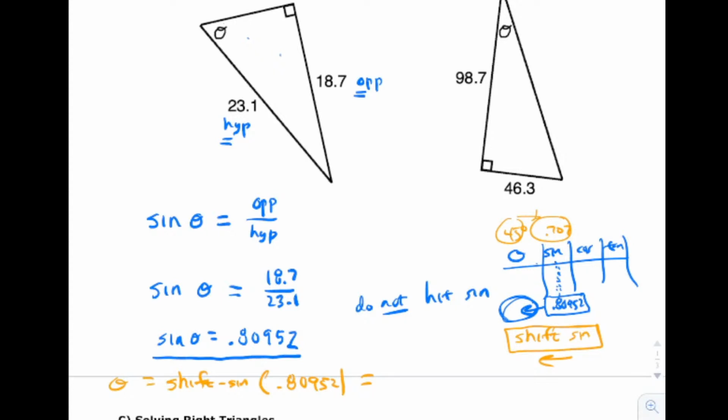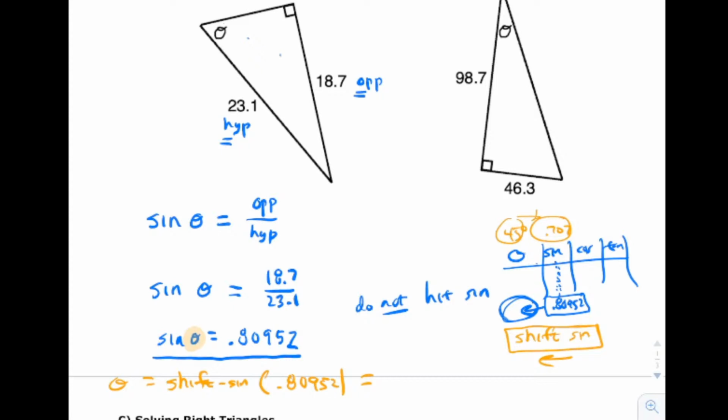So this is something you're going to have to keep straight, okay? There are different ways of keeping it straight. One way is to say, well, I was trying to find the angle, so I have to hit the shift button. I didn't have the angle. I wanted the angle, so I have to hit the shift button.